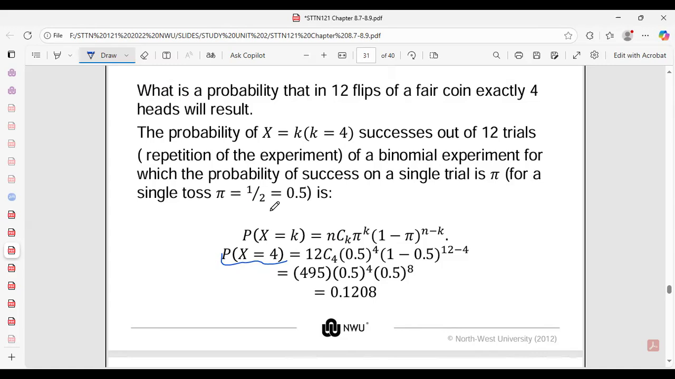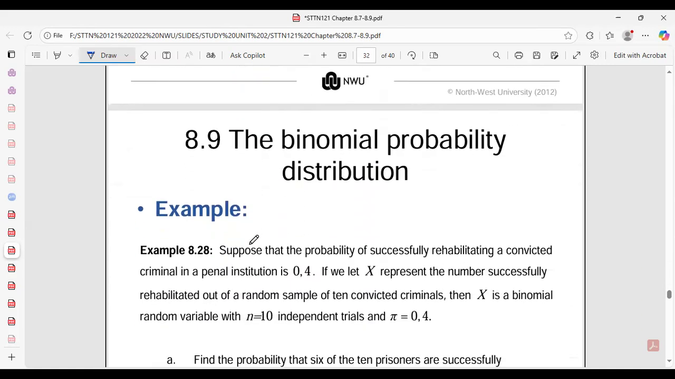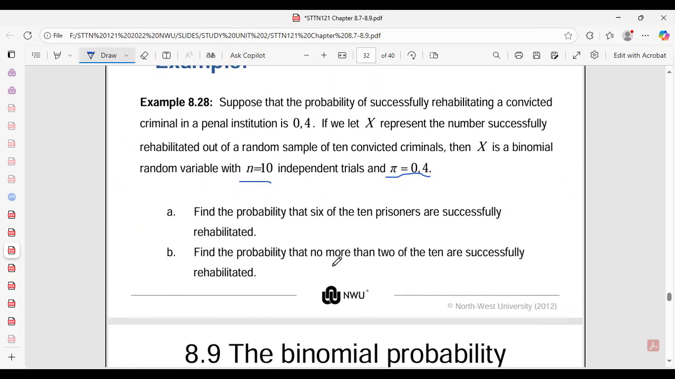But on the test, they will give you a question where they will tell you something like this: pi is equal to 0.4, n is 10, and so on. Then that's how you're going to calculate it. They're going to give you something like the probability that 6 of the 10 prisoners are successfully rehabilitated, and this one, that no more than 2.